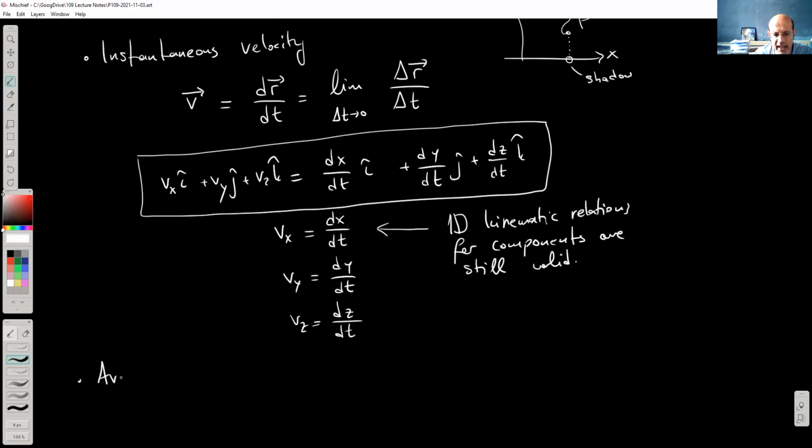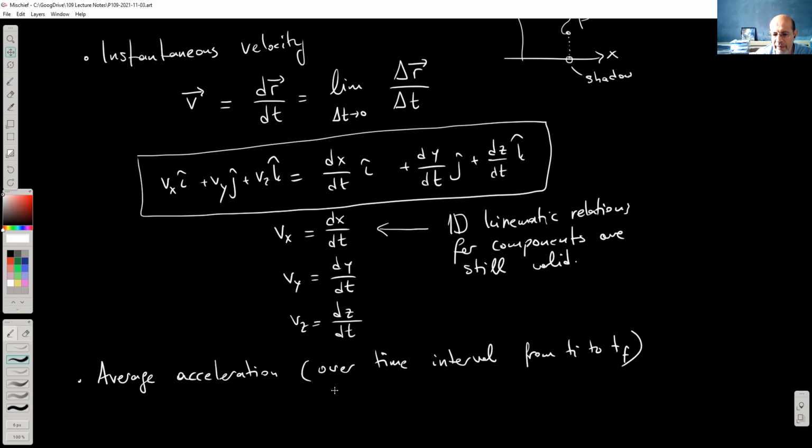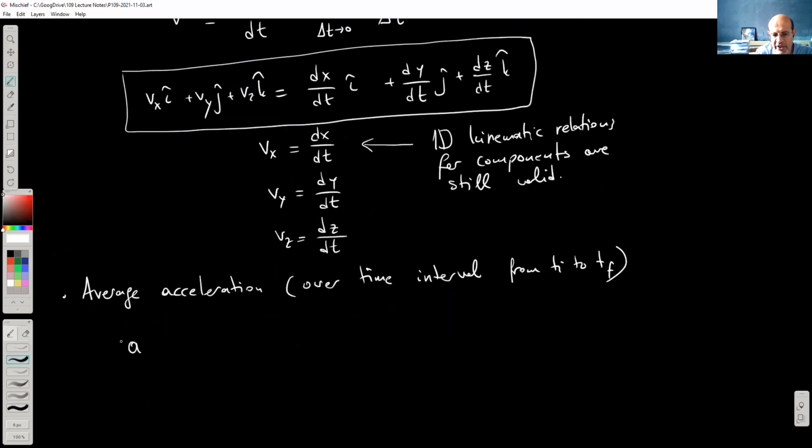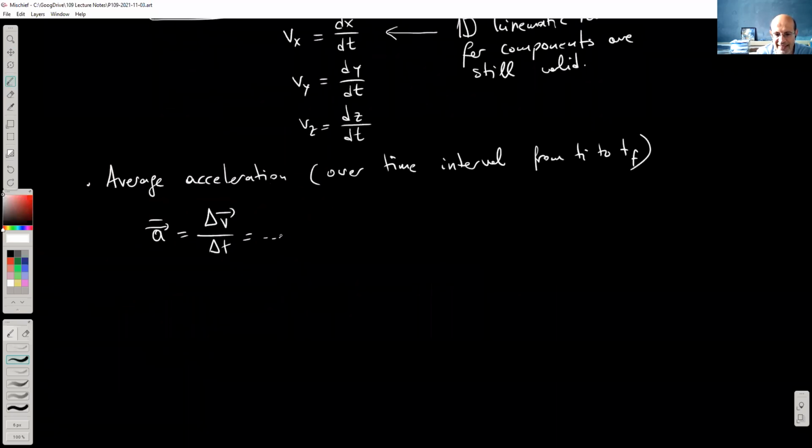So as a result, we have the average acceleration. They say over time interval, let's say from Ti to Tf, but yeah, from Ti to Tf again. But usually people just call this the average acceleration. So that's the change in the velocity divided by delta t. You can write it explicitly in terms of the final and initial velocities, perhaps.